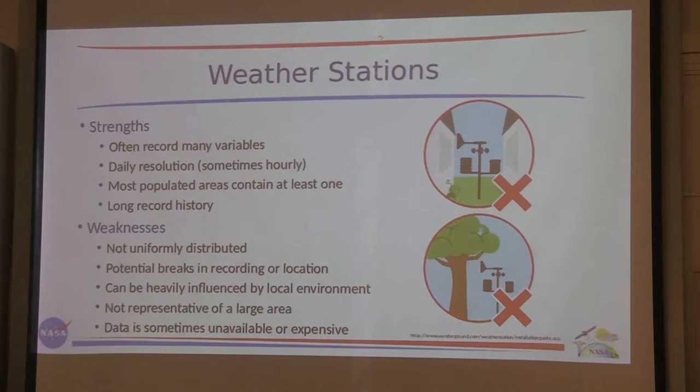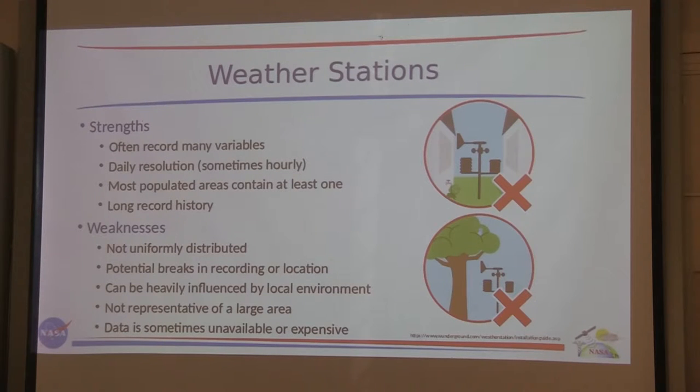Most populated areas, the more populated the area, the more of them you see. This can be an advantage because lots of times if you're doing disease work, you're interested in areas where there's a lot of people, but it can be a disadvantage just because often in areas where there aren't as many people, you tend to see fewer weather stations, it's not uniformly distributed. And they can have a long record history in some cases, some of them up to and over 100 years or so. But there are some weaknesses.